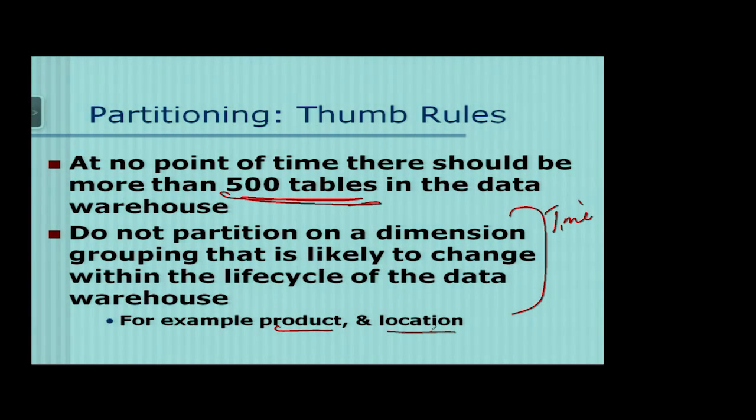So suppose I had partitioned my fact table based on categories of products, right? Now tomorrow, you may say that I want to redefine my categories. And once I decide that, I will have to change all existing partitioning. And that is a very expensive exercise, to drop the partitions and create them again. So I don't want to get into that. So I would not want to create partitions with respect to a dimension whose definition is going to change with time.